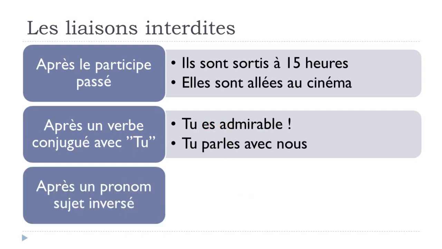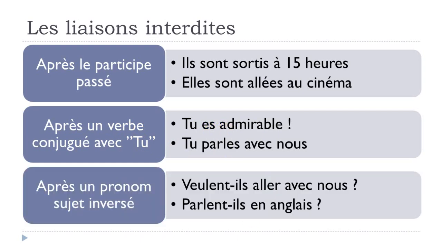All right? And then when you've got these interesting structures, where the pronoun, the subject, comes after your verb, like here, because that's the official way we should respect. If we want to ask a question, first we put the verb, then the subject, okay? So, veulent-ils, all right? So it should go like that. And then if you've got something after, like here, aller avec nous, okay? It could be possible if you think about that.